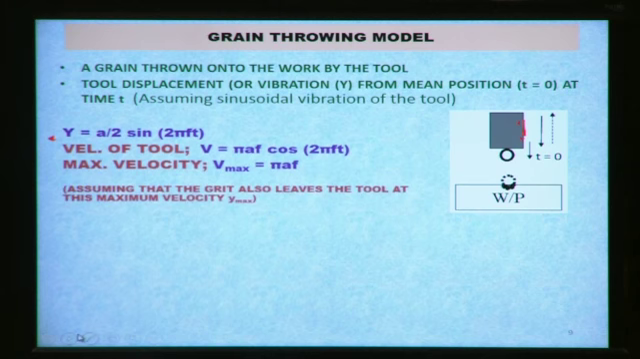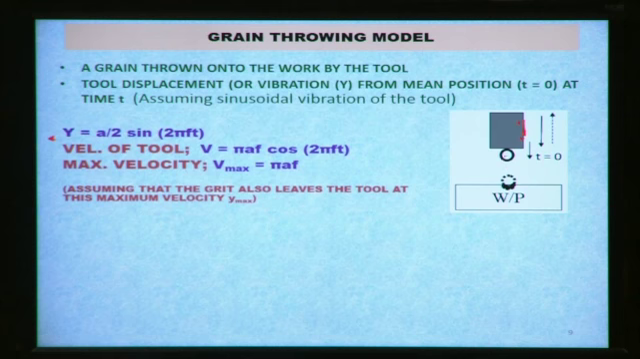For the velocity of this tool, we take the derivative dy/dt. It will be (a/2) into 2πf, and then cos(2πft). After simplification it will be πaf cos(2πft). What is the maximum velocity of the tool? The maximum velocity is when cos(2πft) equals 1. In that case the maximum velocity of the tool will be πaf.